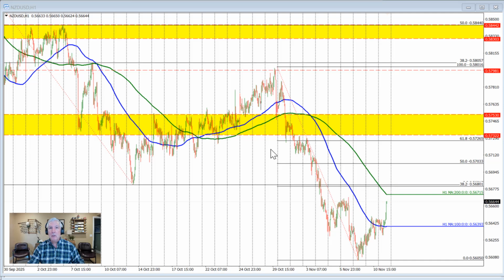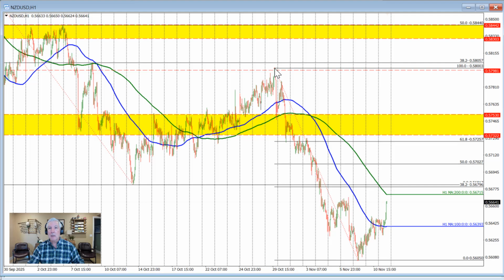If we're able to do that, that would open the door for further upside momentum in this pair with the 38.2% retracement as the next target. That level also happens to correspond roughly with this low going back to the month of October, which was broken again in early November. So moving back above those two levels would be needed to increase the bullish bias. But first things first, you need to get above the 200-hour moving average.